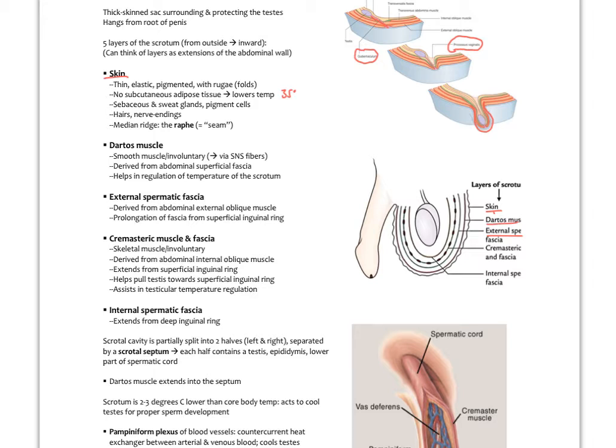And this also is under involuntary control. It's made of skeletal muscle, and it's derived from the abdominal internal oblique. It extends from the superficial inguinal ring, and it helps pull the testes towards that ring when necessary. So again, this is a third mechanism to assist in testicular temperature regulation. And then finally, there's an internal spermatic fascia that extends from the deep internal inguinal ring.